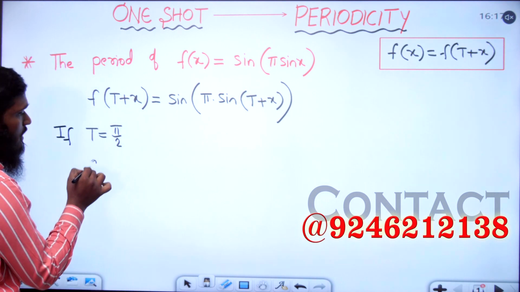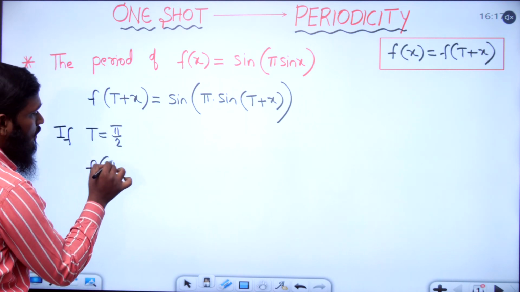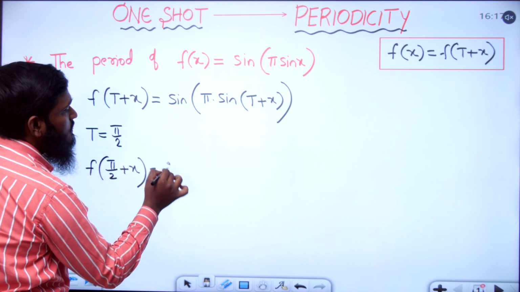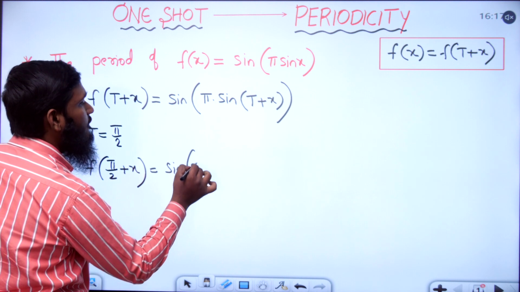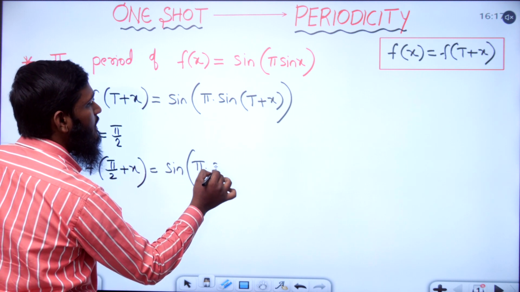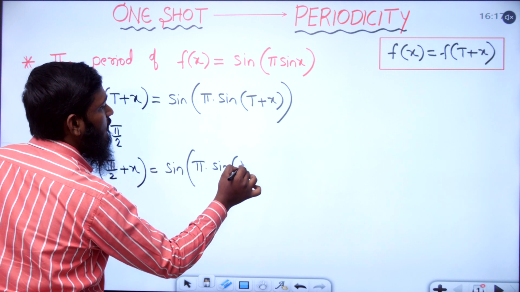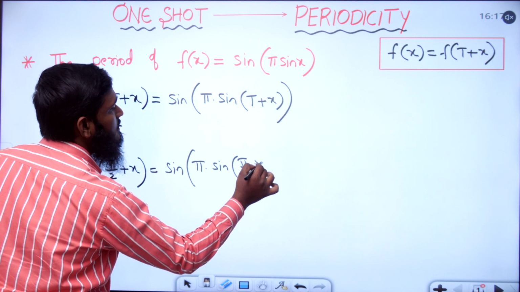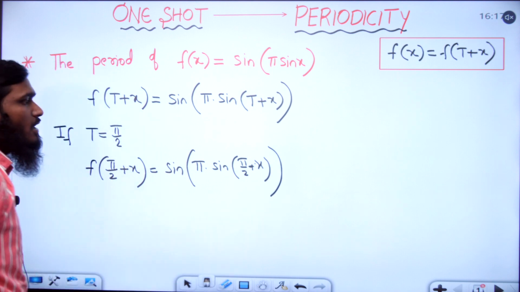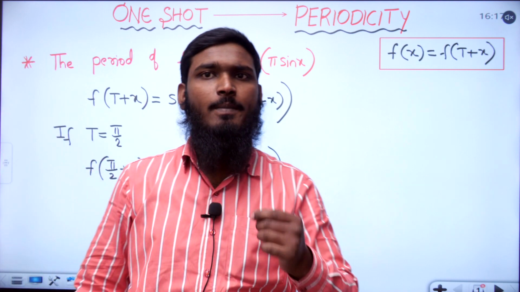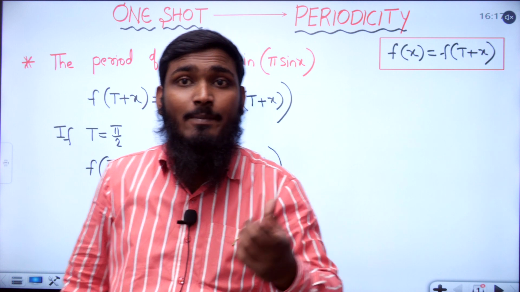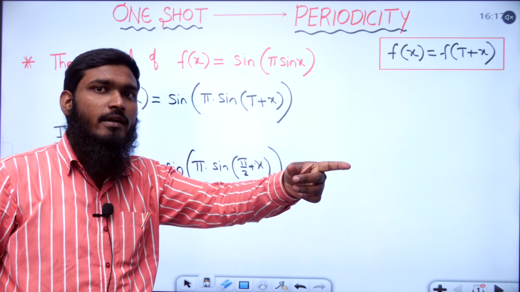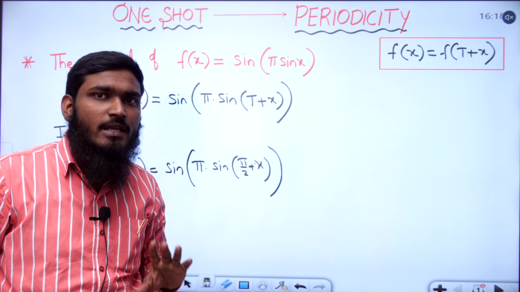So what will happen? f of pi by 2 plus x equals sine of pi into sine of pi by 2 plus x. Now, pi by 2 means 90 plus theta. 90 plus theta means which quadrant? Second quadrant, where sine is positive.